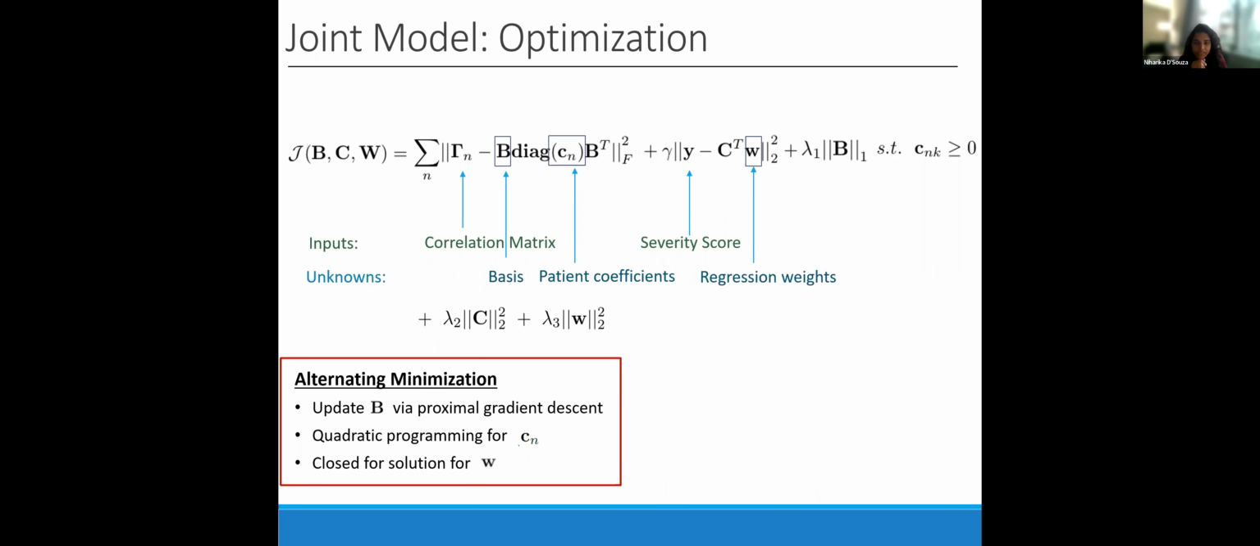For example, fixing C and W, we can use proximal gradient descent to update the basis, and this handles the L1 penalty. The objective is quadratic in C and convex, so we can utilize quadratic programming solvers. Finally, W has a closed form solution. So what we do is cycle through these steps until a notion of overall convergence is reached. To summarize what we are trying to do here, we are trying to obtain a joint representation that explains the connectivity data and clinical severity simultaneously.